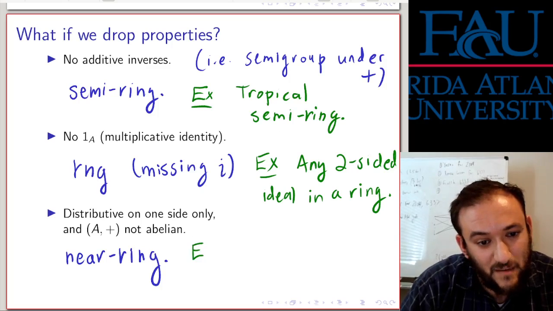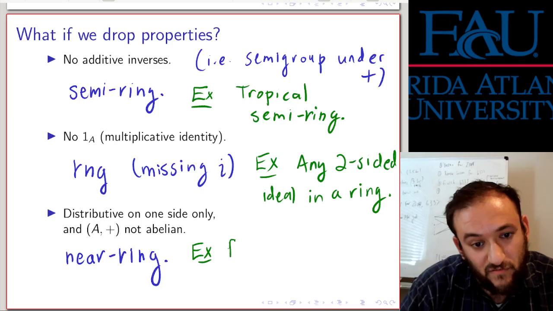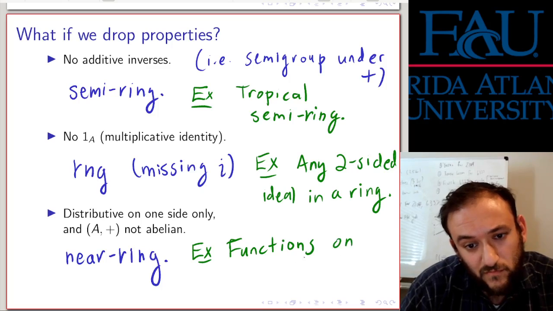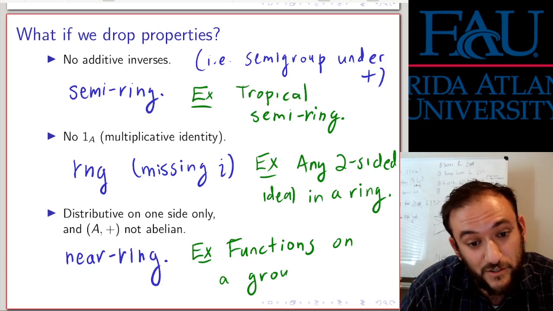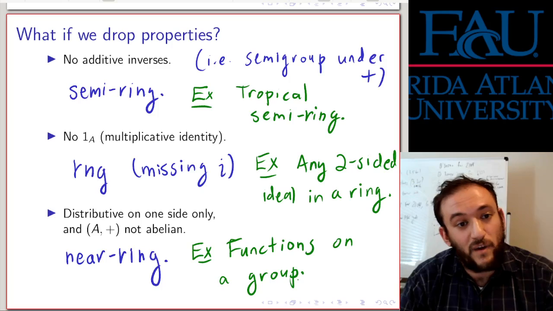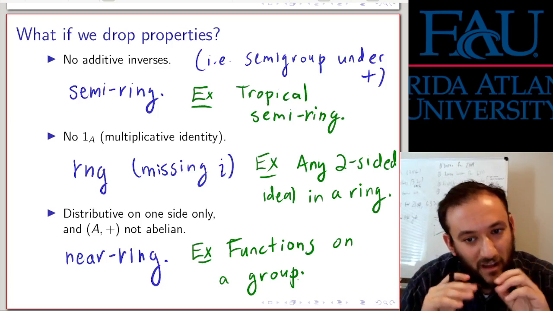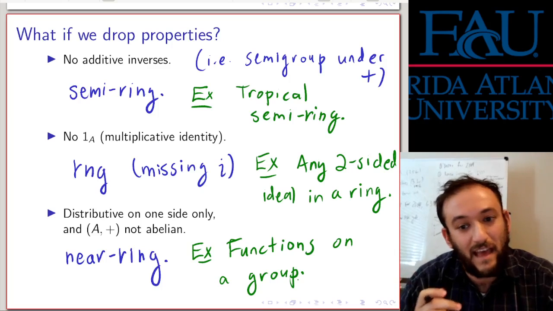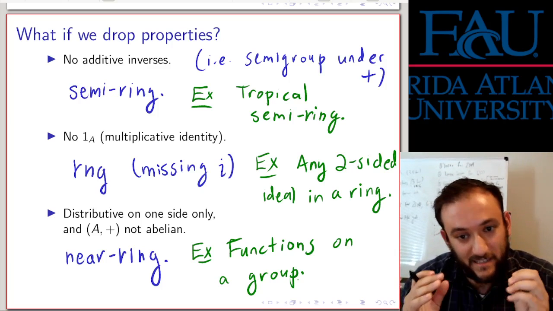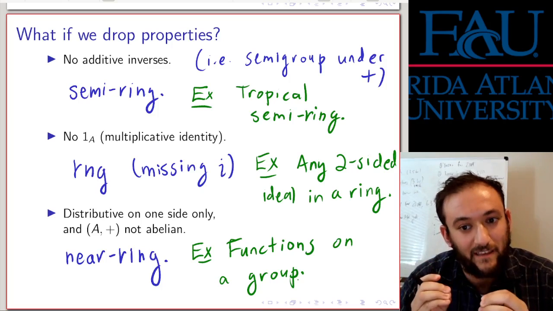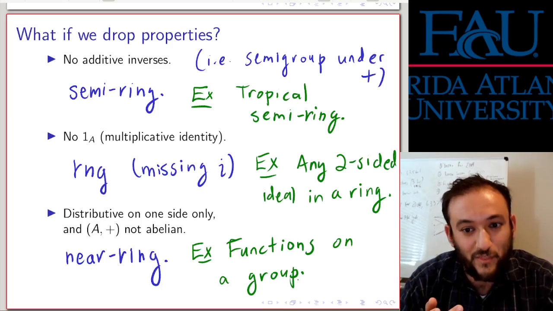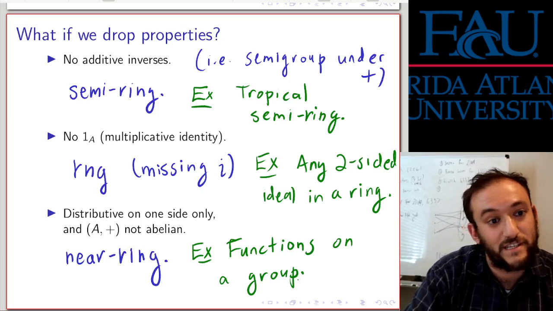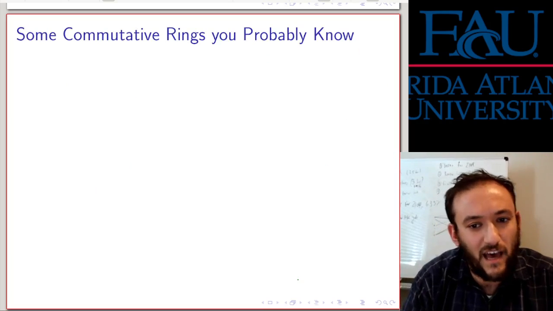And an example of that is functions on a group. This is another interesting topic which you might want to research. Okay, so you can see that when we drop any property, we get something that has its own rich structure, but it's the ingredients of a ring that give us this object that has become the focus of so much study over the past centuries. Okay, so let's talk some examples.